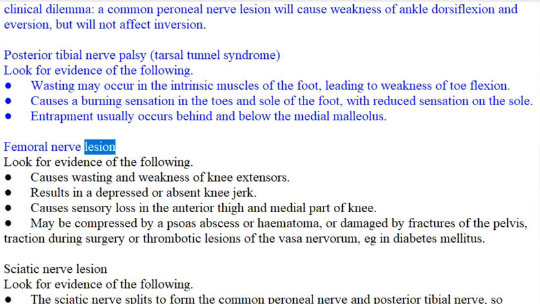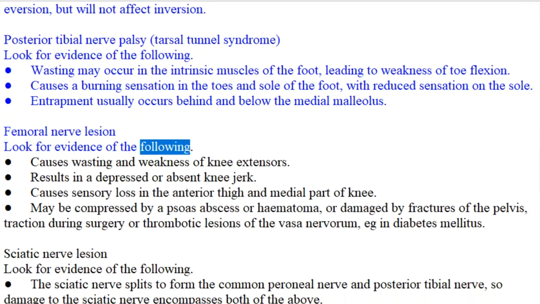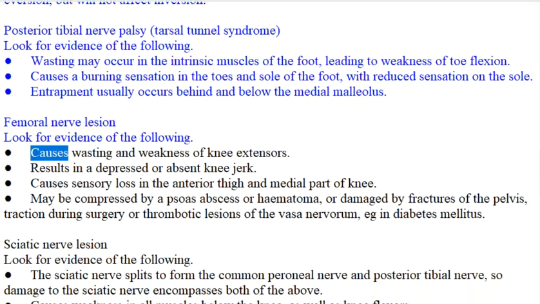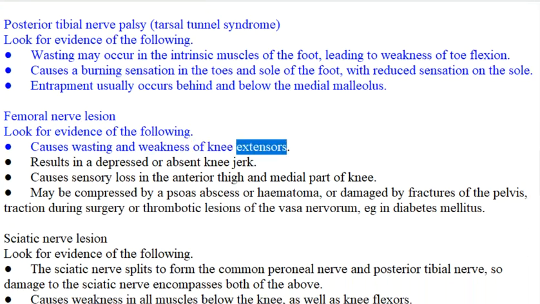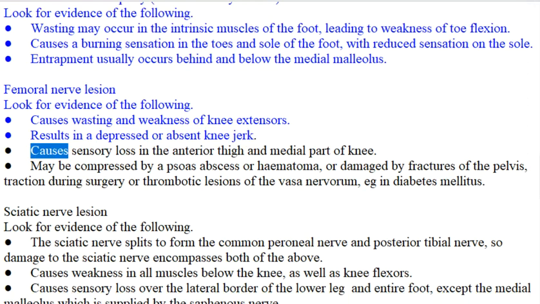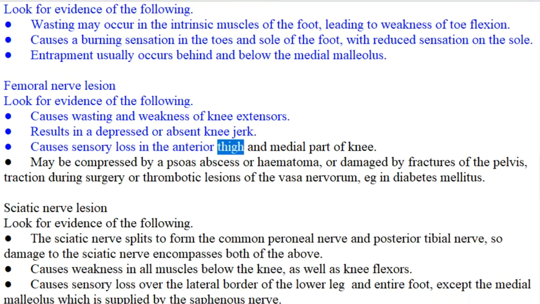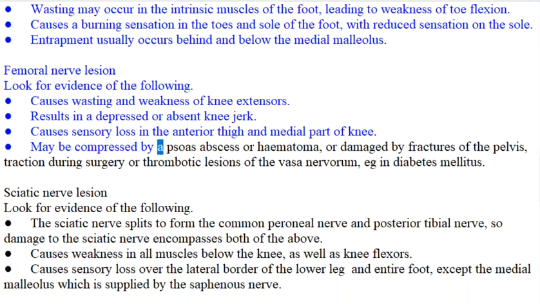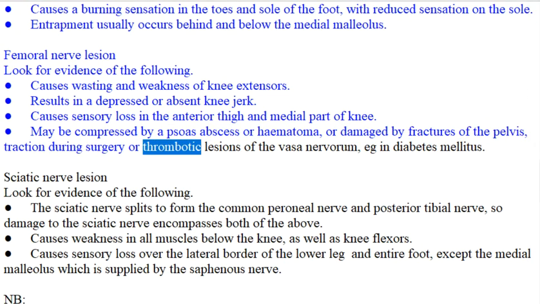Femoral nerve lesion. Look for evidence of the following. Causes wasting and weakness of knee extensors. Results in a depressed or absent knee jerk. Causes sensory loss in the anterior thigh and medial part of knee. May be compressed by a psoas abscess or hematoma, or damaged by fractures of the pelvis, traction during surgery or thrombotic lesions of the vasa nervorum, e.g. in diabetes mellitus.